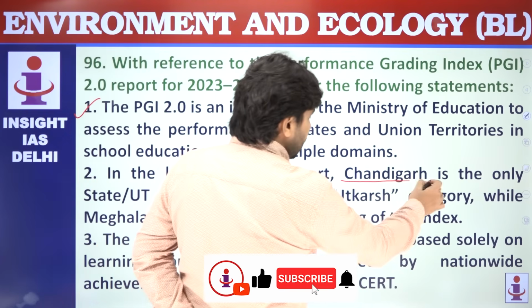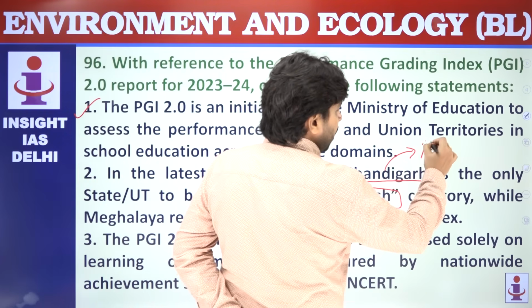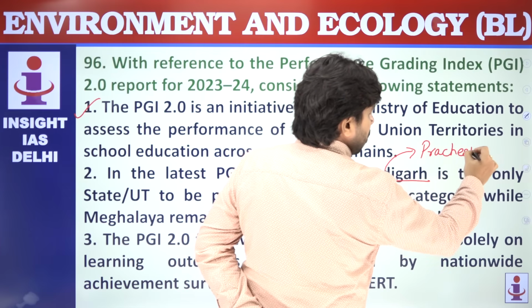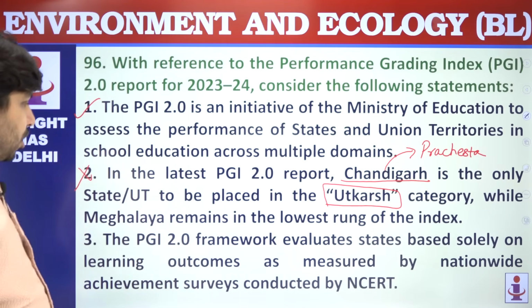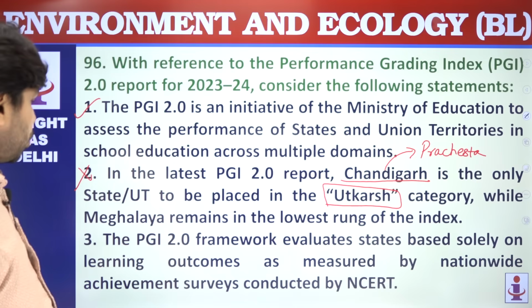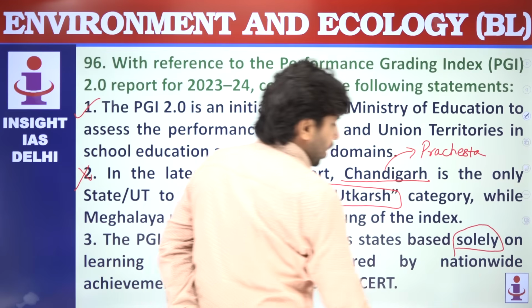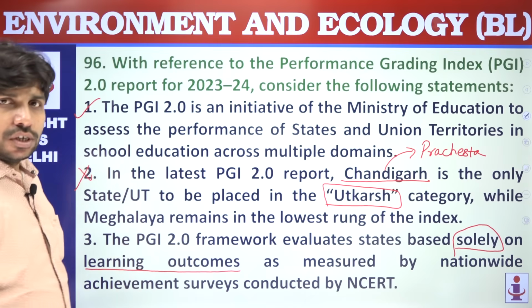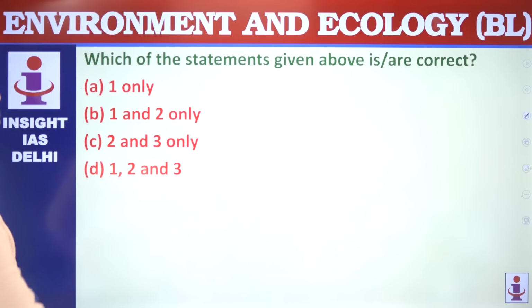No, Chandigarh is not placed in Utkarsh category. It is placed in Prachest category. So statement 2 is not correct. The PGI framework evaluates states based solely on learning outcomes. There are other parameters as well, such as teachers, infrastructure, so not solely on learning outcomes. 3 is also not correct. So only one is the correct answer.